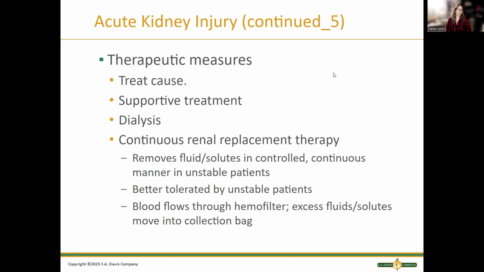Therapeutic measures for acute kidney injuries are to treat the cause and to provide supportive treatment and potentially dialysis, but dialysis does not have to be for the rest of their life. It could just be until their kidneys have recovered fully. And then we could also do continuous renal replacement therapy, in which we remove fluids and solids or solutes in a controlled, continuous manner in patients who are unstable. It is better tolerated by patients who are unstable, and the blood flows through a hemofilter. Excess fluids and solutes move into a collection bag out of the bloodstream.